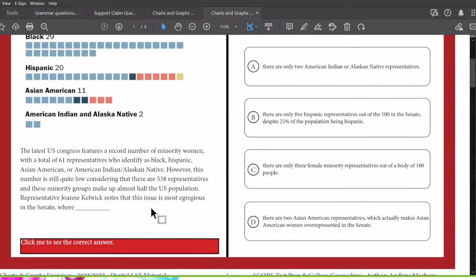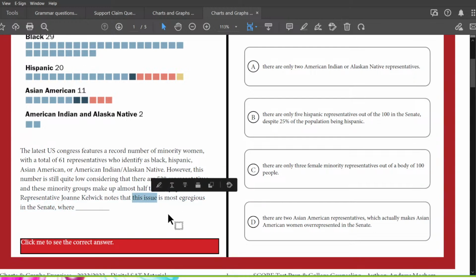Okay, so I need to pull some data from this chart, and it needs to be data focused on the Senate because that is what the sentence is saying. And so if I'm going to complete the sentence, I need to make sure it's logically completed. So that is going to be an important detail.